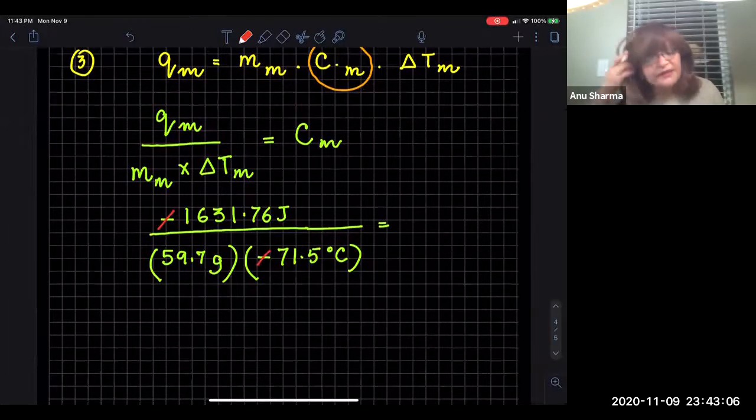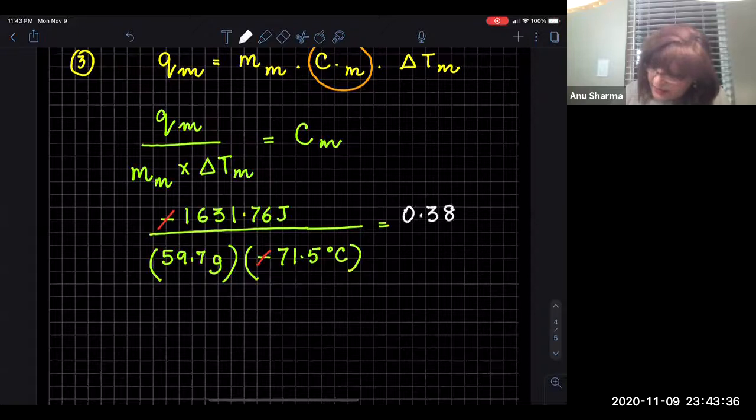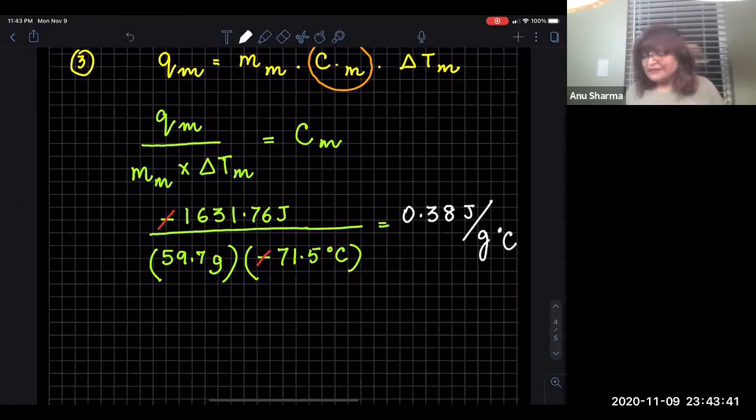So this technique is better than writing the whole thing in one line and then just doing it, because then it gets very confusing with all these negative signs. So then it creates problems. So anyways, now you have 1631.76 divided by 59.7 times negative 71.5, and this comes out to be 0.38 joules per gram degree Celsius.